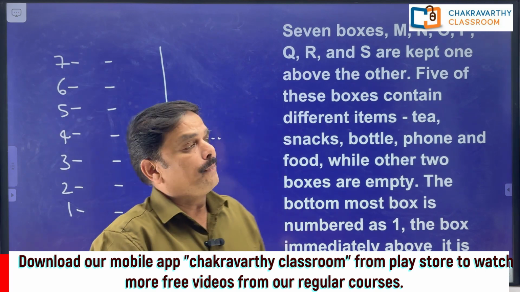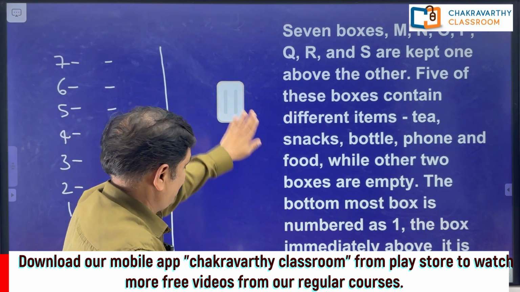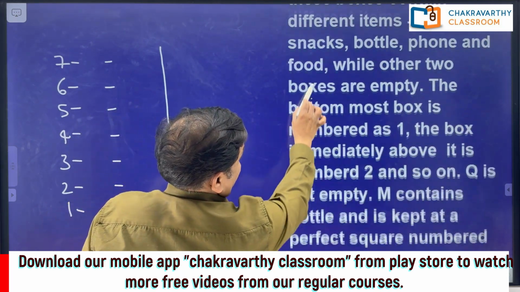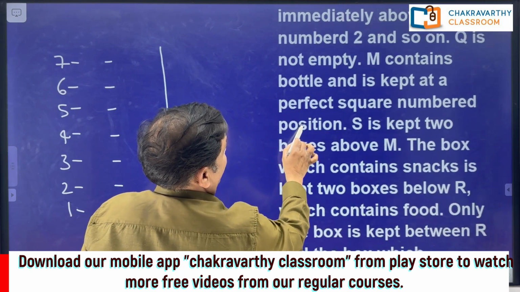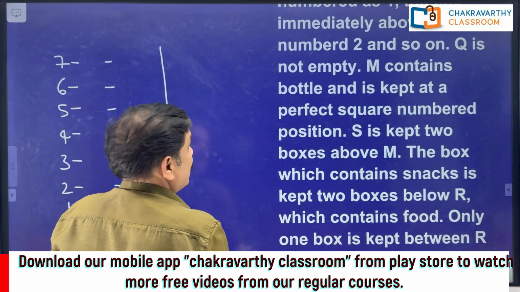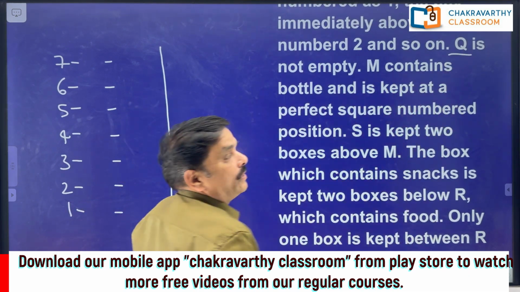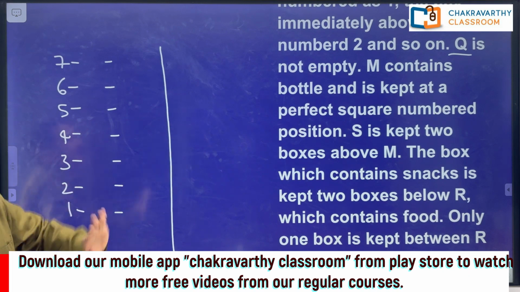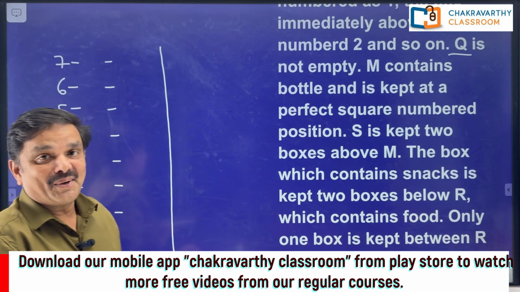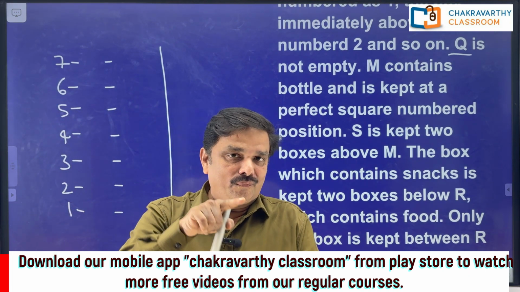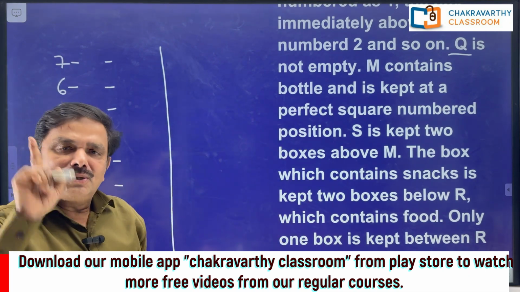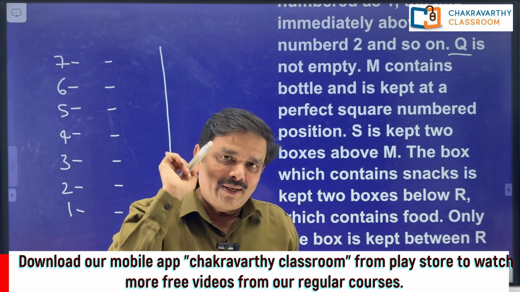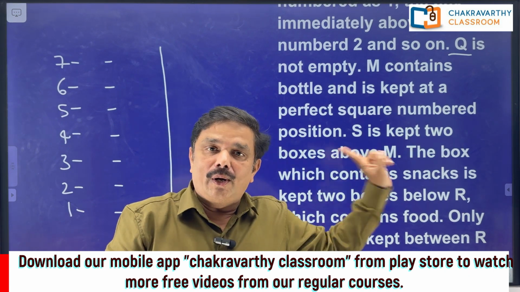That's very, very important. Okay, now go for the first information, as they have given it. The information they have given, we have taken here. Now the first information starts here. They started with Q. Q is not empty. Very, very important one. This may be useful for you for elimination. Box Q is not empty. That means definitely something is inside that one. You have to show that on the chart.